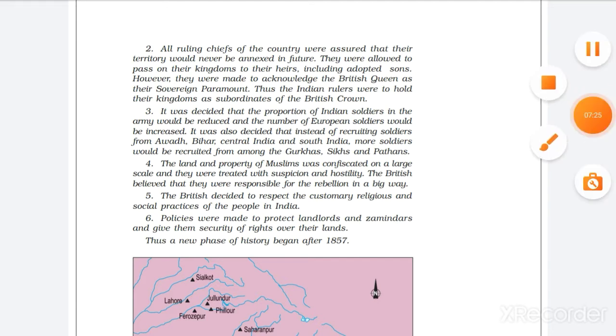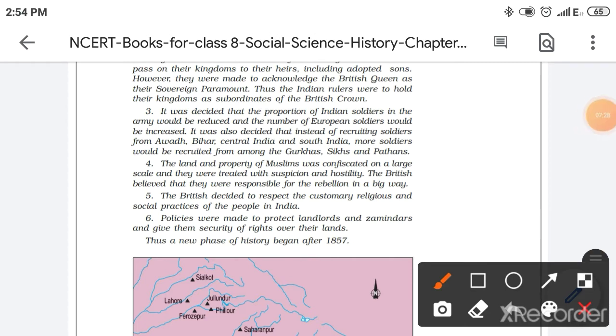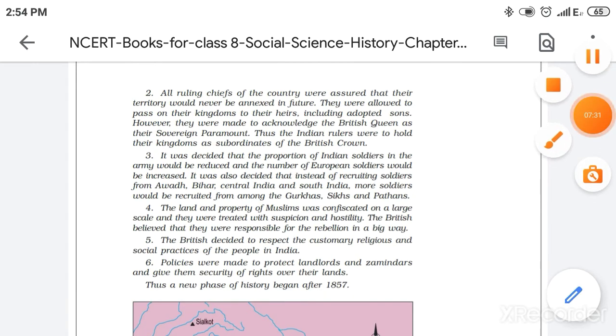First thing in this paragraph is that each and every ruling chief of the country at that time, in 1858 or after the 1857 revolt, whoever is still ruling as a chief, would be assured that no land would be taken from him or annexed by the Britishers anyhow. So the safety of their land was provided to the chiefs. First thing clear? Now coming to the second thing.